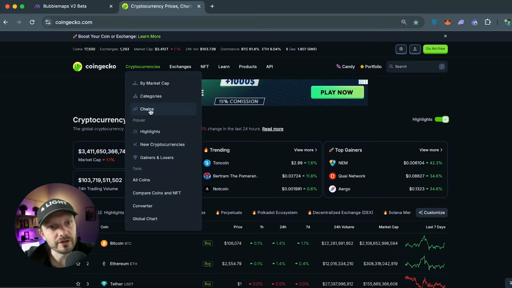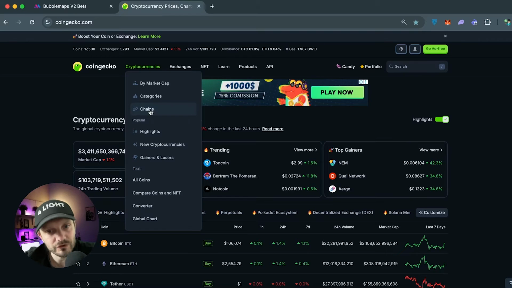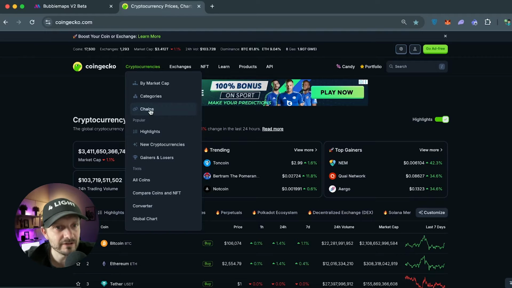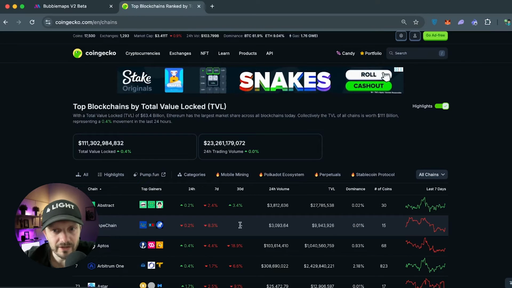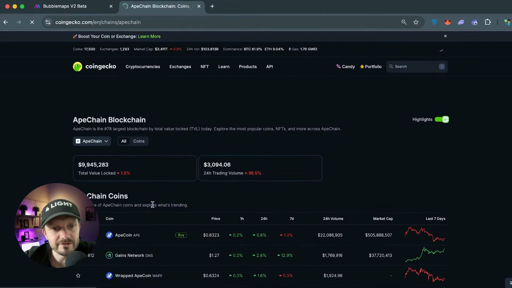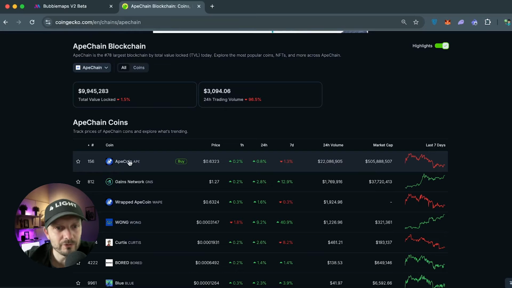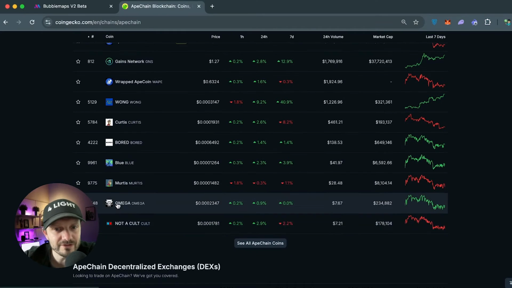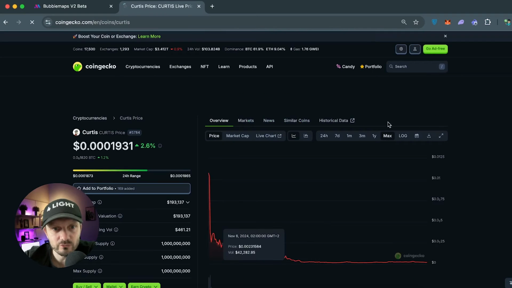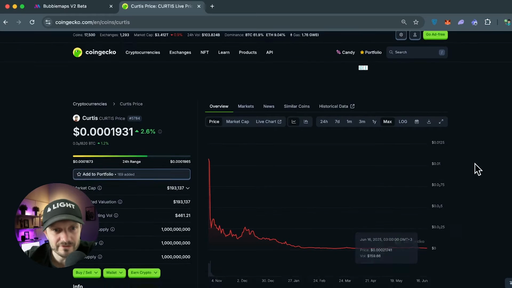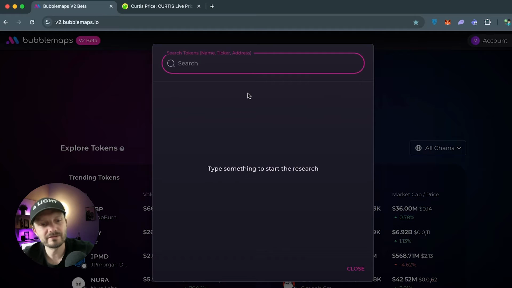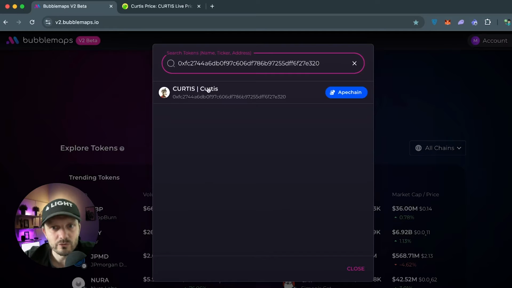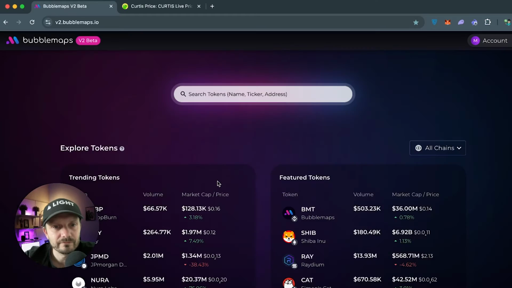First of all, you can find the Apechain token links using just the basic CoinGecko. You can go to chains, for example, and sort by name, right? We got about 15 tokens that now exist on Apechain. It's not a big one, but we're going to double check some of these tokens. Market capitalization 193K, and this is how the chart looks. What do we have to do? We just copy the contract address, go into Bubblemaps and paste it here. So we'll find it. So Curtis on Apechain, done.